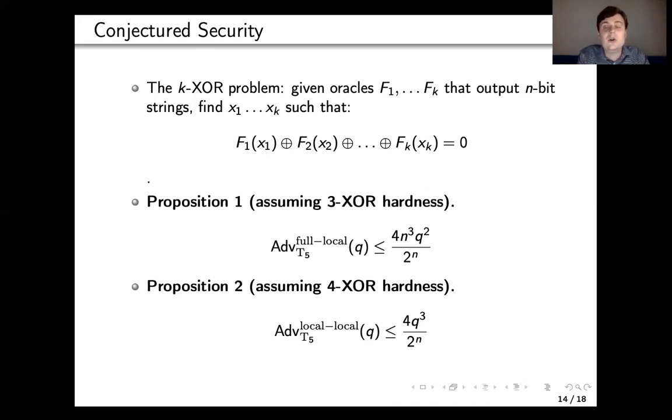And for local collision resistance using a Merkle tree with T5, we're assuming 4-XOR hardness. So the 4-XOR problem would admit information theoretically a result of 2^(n/4). However, the best known algorithm, introduced by David Wagner when he was studying this problem, is one that is cube root, so 2^(n/3).